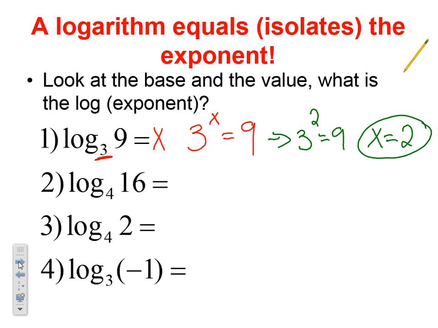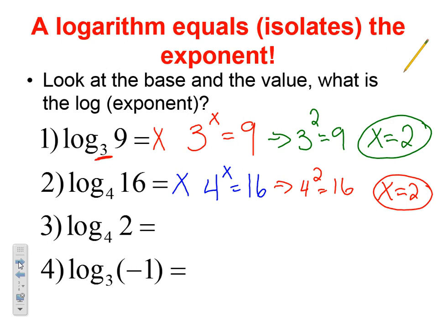So if we look at this one, we're solving for x again. So we have 4 to the x power equals 16. Well, 4 to the first power is 4. 4 to the second power is 16. So 4 squared equals 16. So x equals 2 once again.